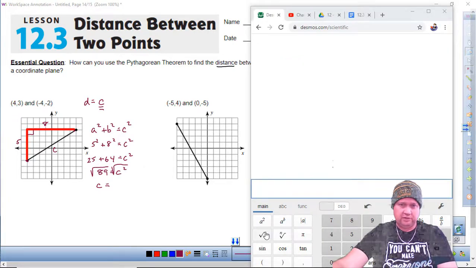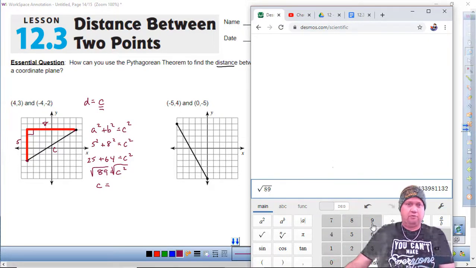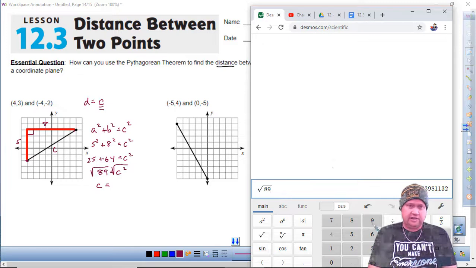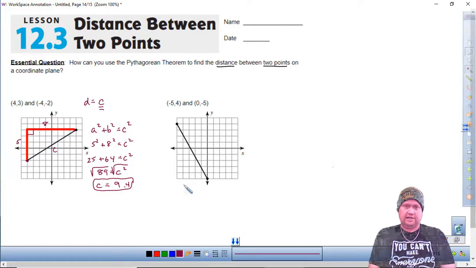So you can see now I've put the Desmos calculator side by side. We're going to take the square root of 89, and we're going to get 9.4. So we'll round that off to the nearest tenth. We don't want all those decimals. So the distance between those 2 points is 9.4. At this point, we will call those units. Let's go ahead and take a look at this next problem.